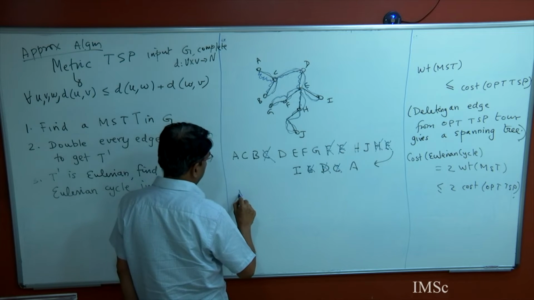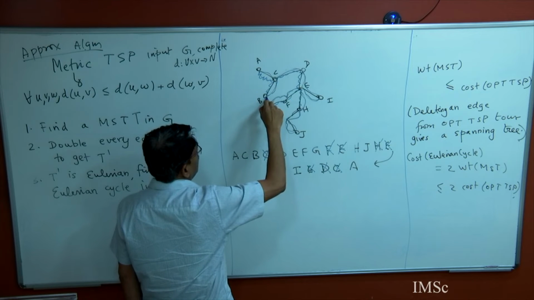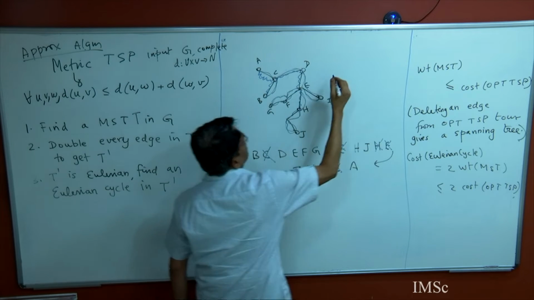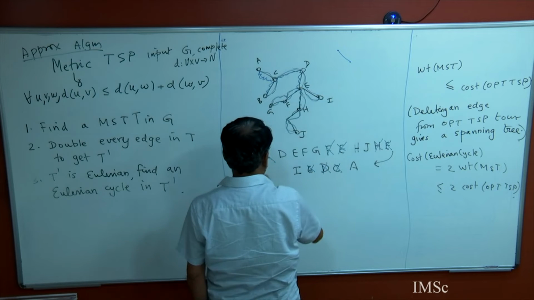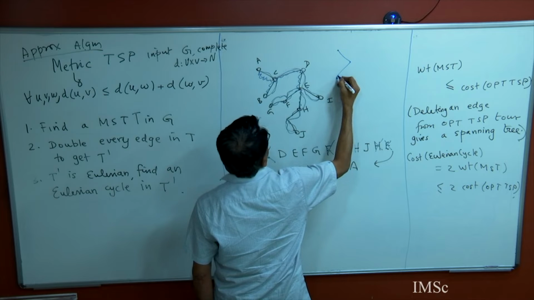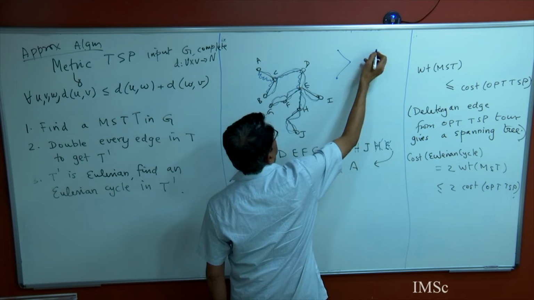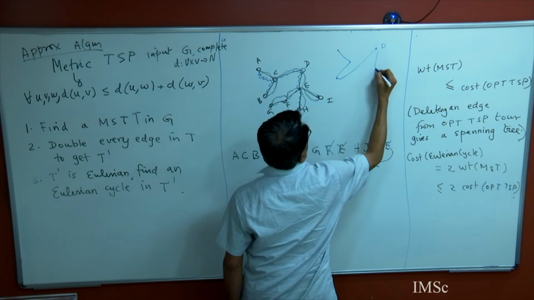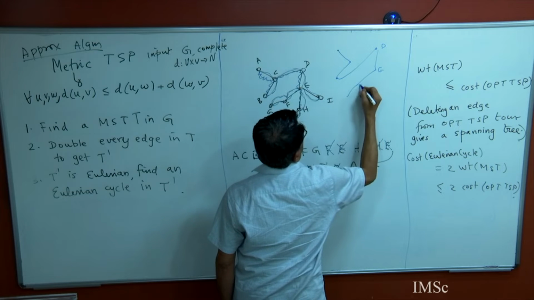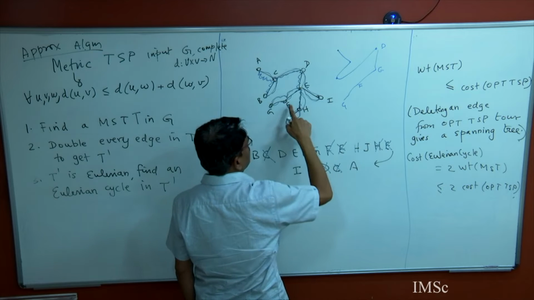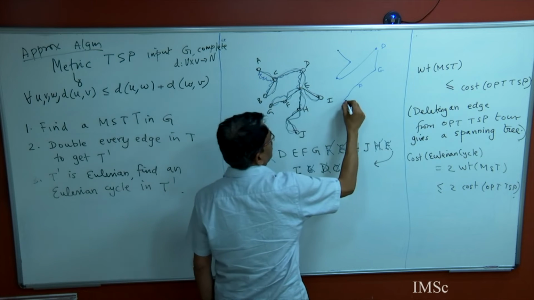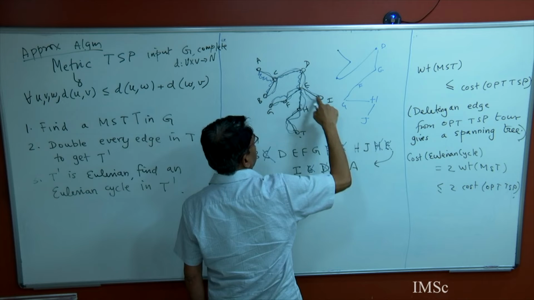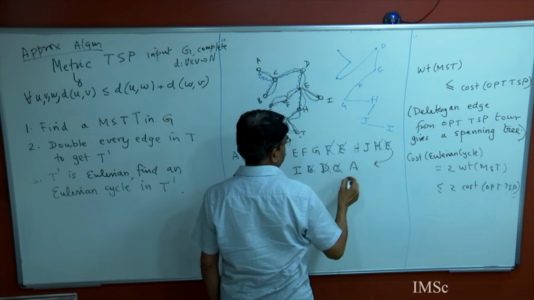So I'm just going A to C to B, and then instead of going to C and then D, I will directly go to D. I take the Eulerian cycle and convert it into a Hamiltonian cycle like this: A, C, B, then directly to D, and then E, F, G. From here, instead of going to F, E and then H, I will directly go to H, and then to J, and then instead of going back to E, I will directly go to I, and directly go to A.